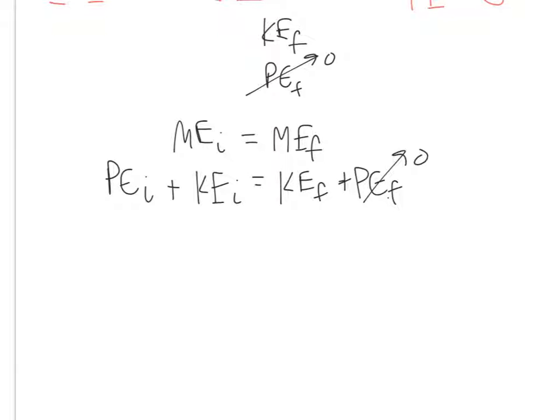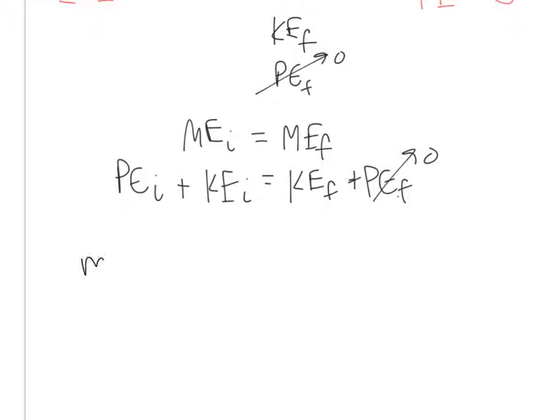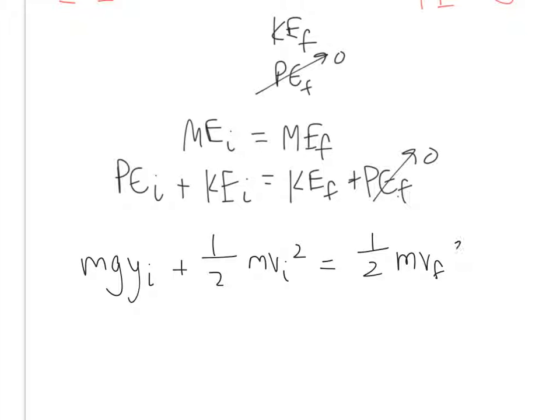Just plug in. Formula for PE is mgy, and since it's initial, I'll put yi. Kinetic energy initially is 1/2 mvi squared. Kinetic energy at the end is 1/2 mvf squared. What do you recognize? What can I do to simplify things? You can get rid of mass. If mass is in every term, it can be eliminated. It's like you're factoring it out on the left-hand side and canceling with the right-hand side.